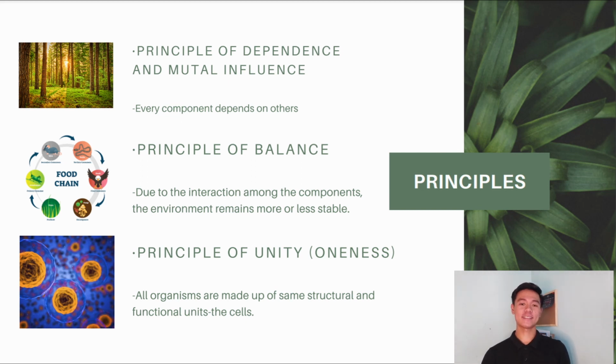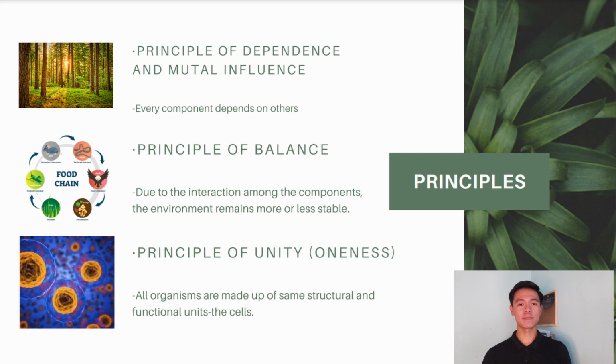Principle of balance. Due to the interaction among the components, the environment remains more or less stable. The ability of nature to stabilize itself is known as the ecological balance. This balance is regulated through food chains and food webs. Example, the excess carbon dioxide in the atmosphere is converted into carbonate by shell-bearing organisms of the sea.